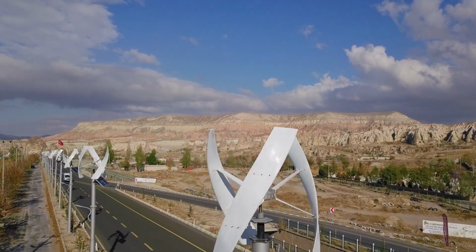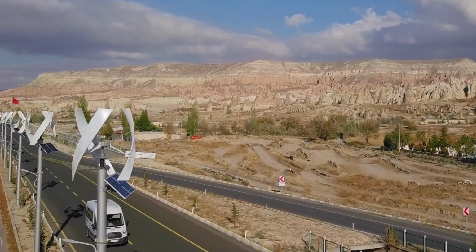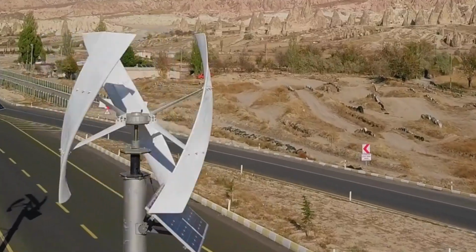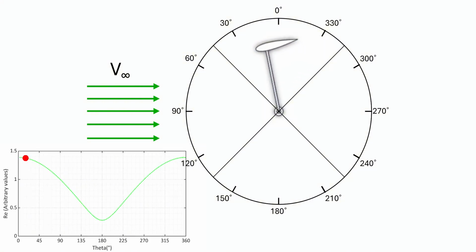Darrieus turbines have one of the most complex dynamic stall-inducing motions in the world of man-made machines, simply by virtue of their design. Here is an animation of a single-bladed Darrieus turbine viewed from the top. The blade begins at the 12 o'clock position, aka at 0 degrees theta, and rotates counterclockwise around the central axis. Did you notice something? Let's rewind.